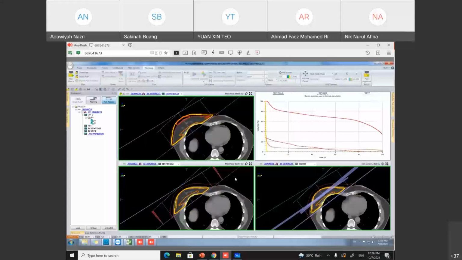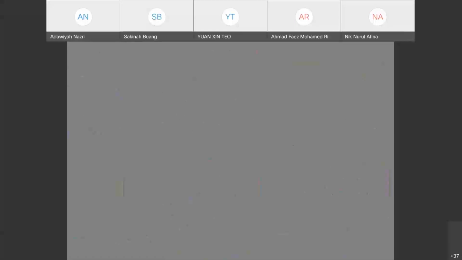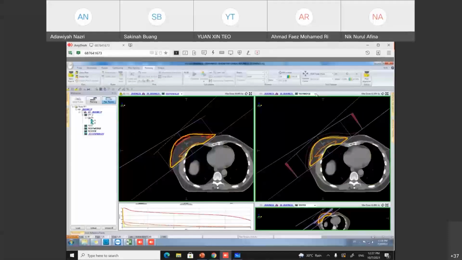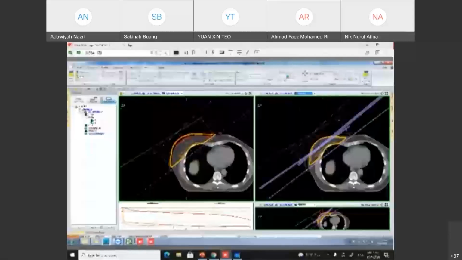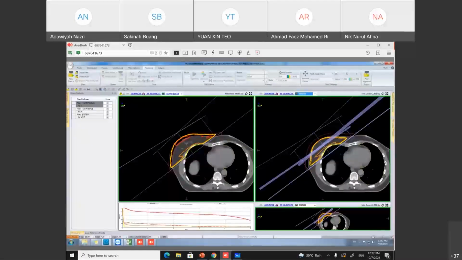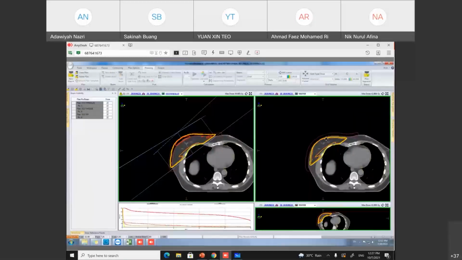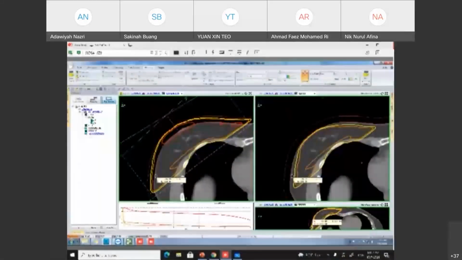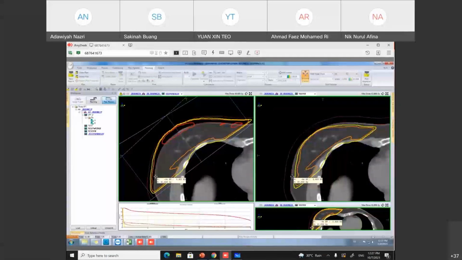As you can see, before we applied bolus, the patient's skin here only received 30 gray, while after we apply a 1 cm thickness, the patient's skin at the same point receives 41 gray now. Previously it only received 30 gray.